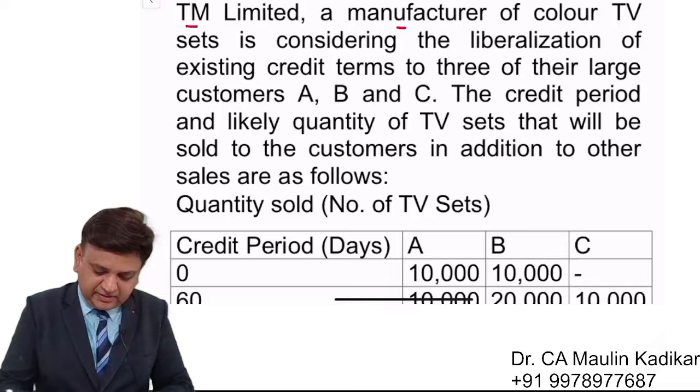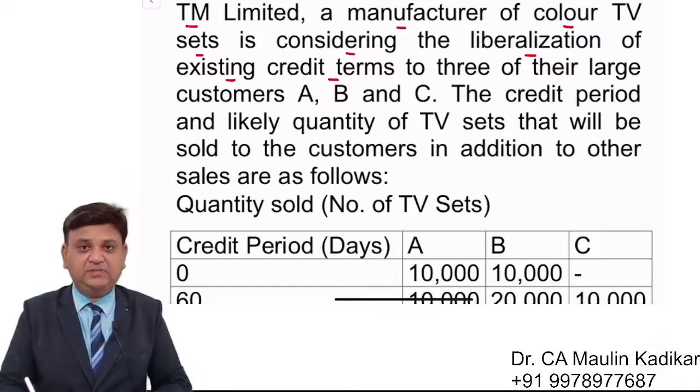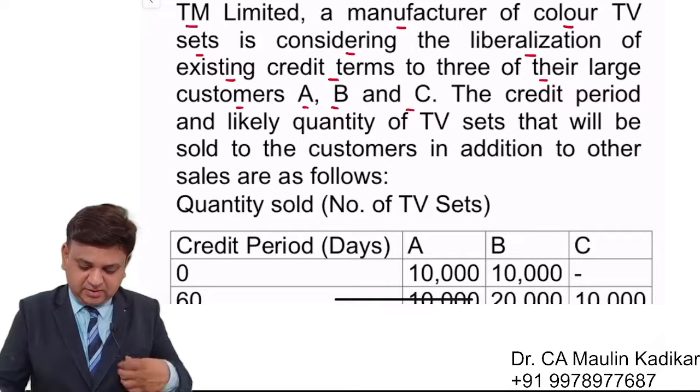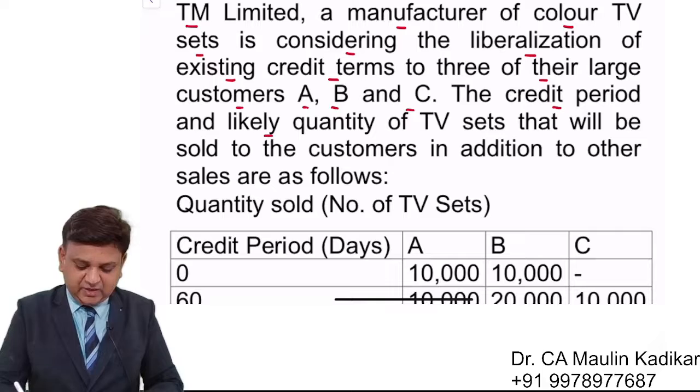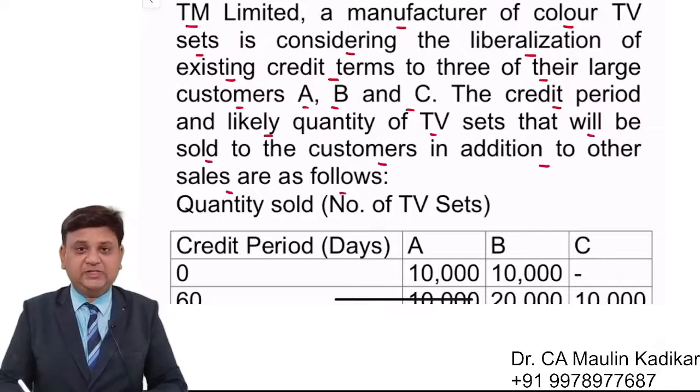TM Limited, a manufacturer of color TV sets, is considering the liberalization of existing credit terms to three of their large customers, A, B, and C. The credit period and likely quantity of the TV sets that will be sold to the customers in addition to the other sales are as follows.